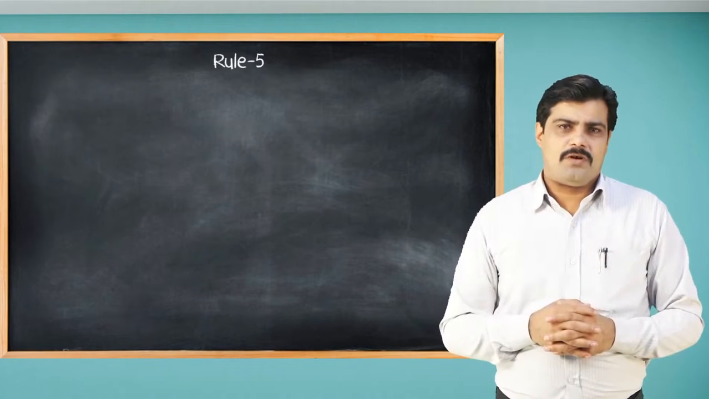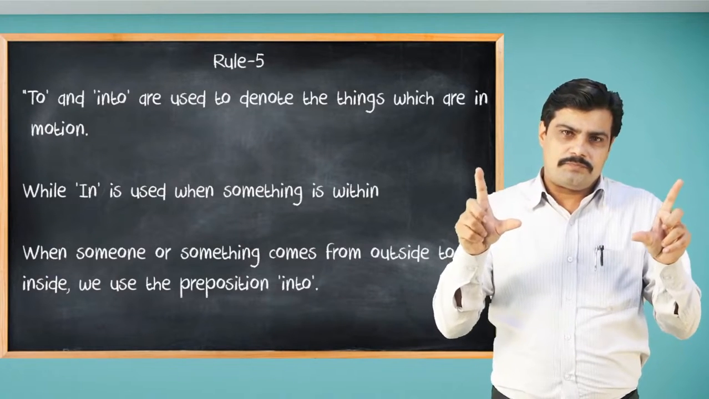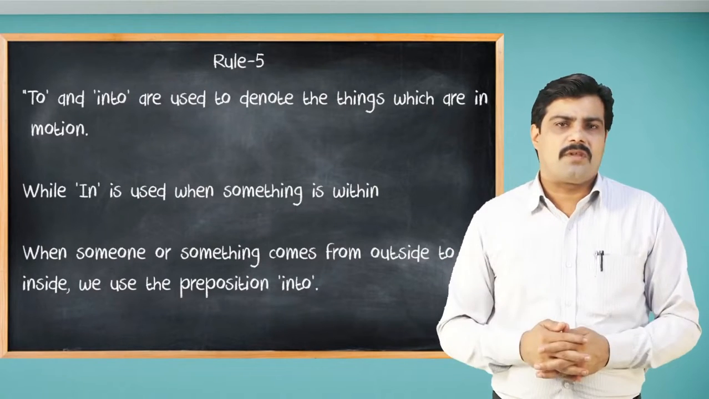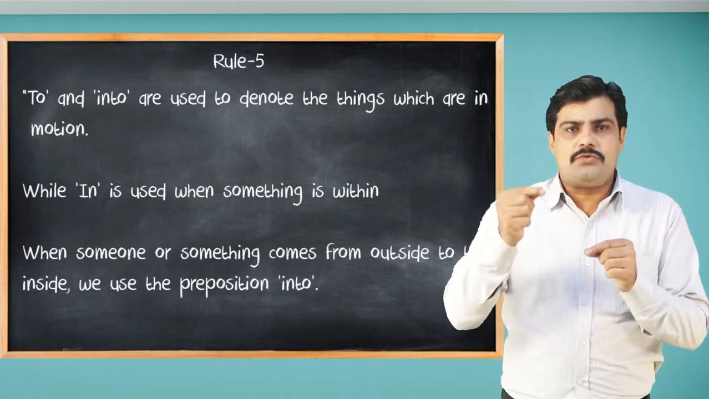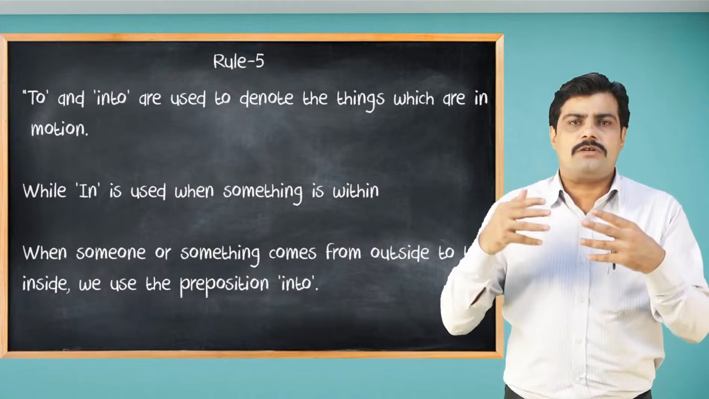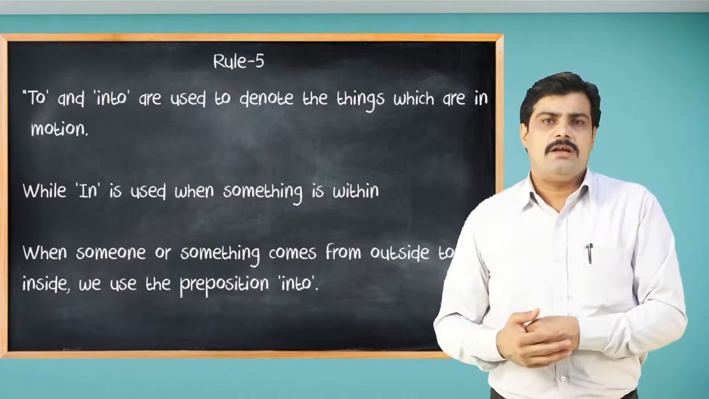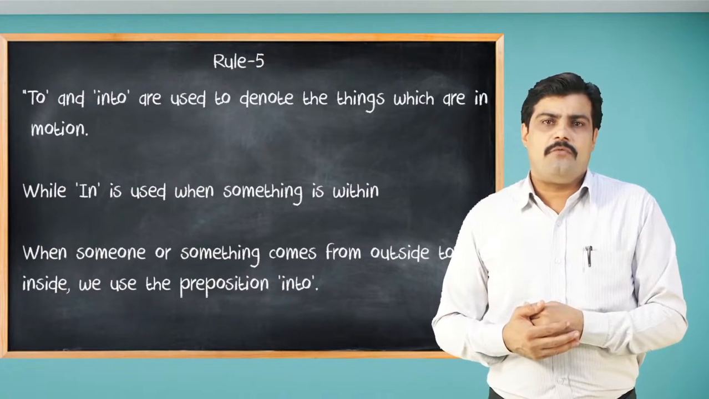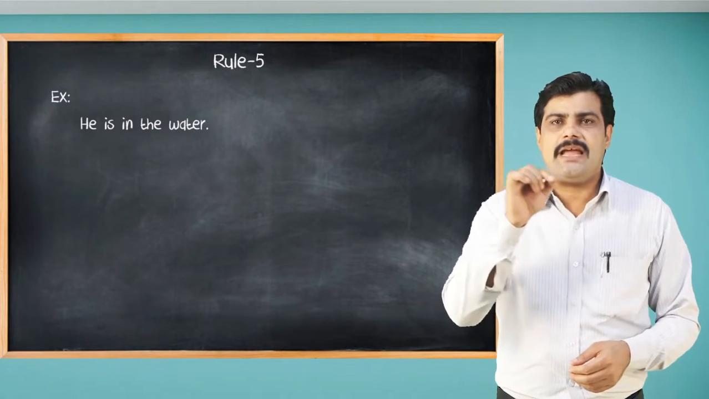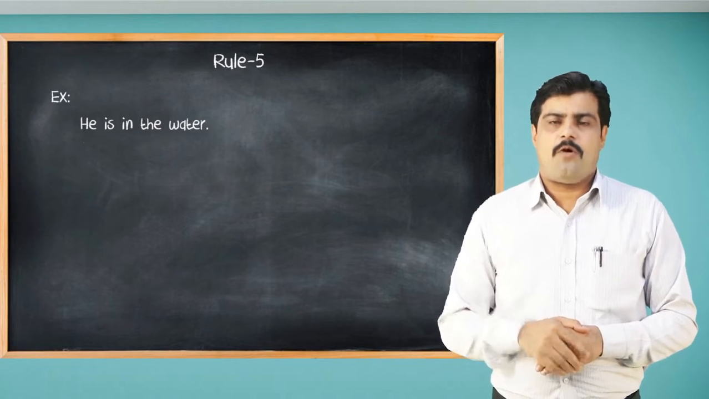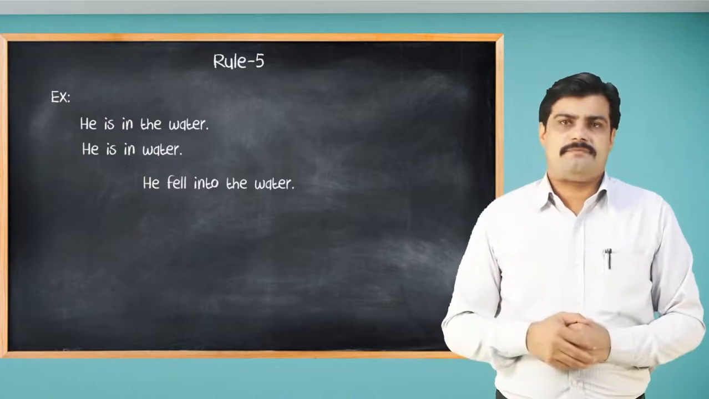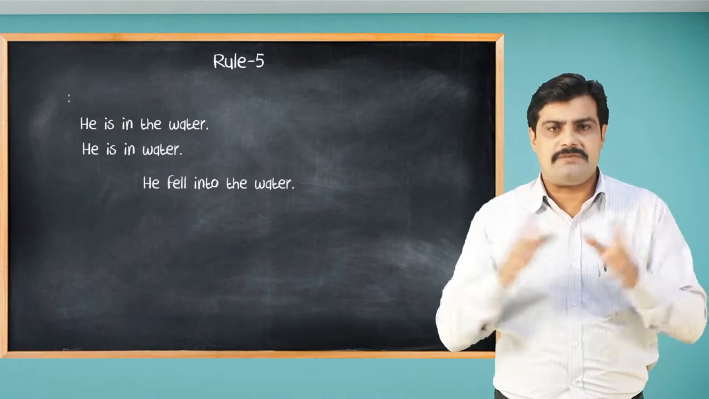Rule number 5. To and into are used to denote things which are in motion, while in is used when something is within, and when someone or something comes from outside to the inside, we use the preposition into. For example, he is in the water, or he is in water. He fell into the water. So both these situations are different.